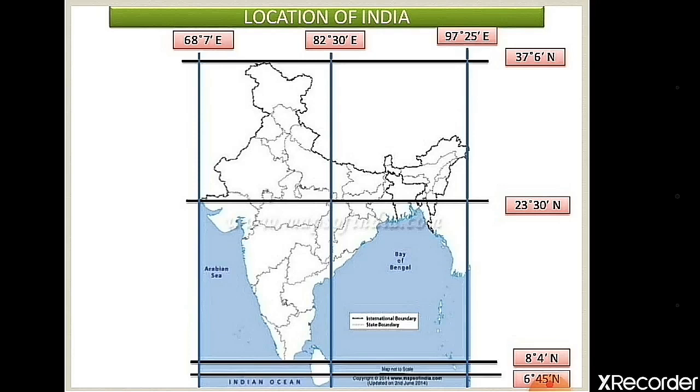So the longitudinal extent, look here, 68 degree 7 minutes east means the Indian land in the eastern hemisphere starts at 68 degree 7 minutes east, and it extends till 97 degree 25 minutes east. Get it?